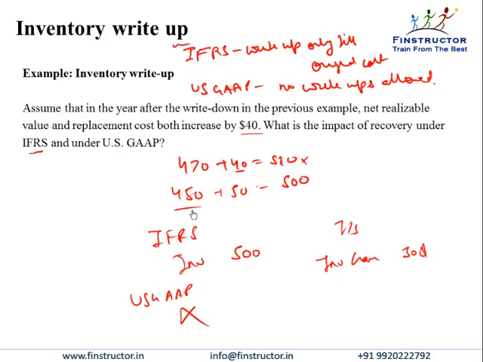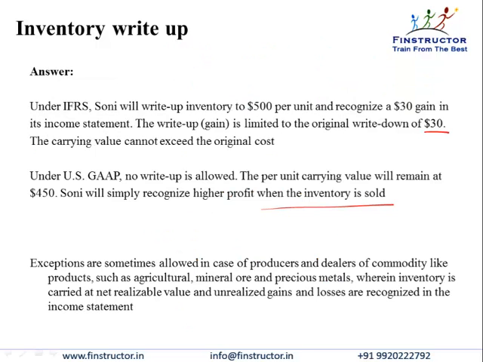is low at $450. So some exceptions are sometimes allowed in the case of commodity-like products, wherein we can carry the inventory at fair value, which may be above the original cost, such as agricultural, mineral ore, and precious metals, where the inventory is carried at net realizable value and unrealized gains and losses are recognized in the income statement. So it's very rare, but sometimes we are allowed to carry the inventory at fair value.